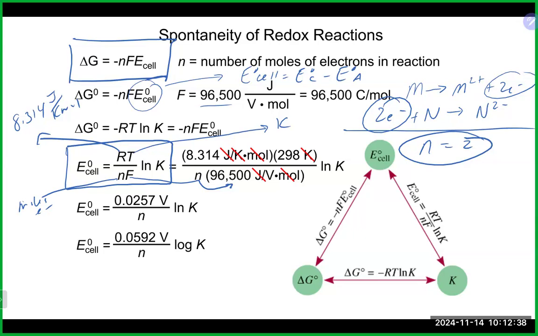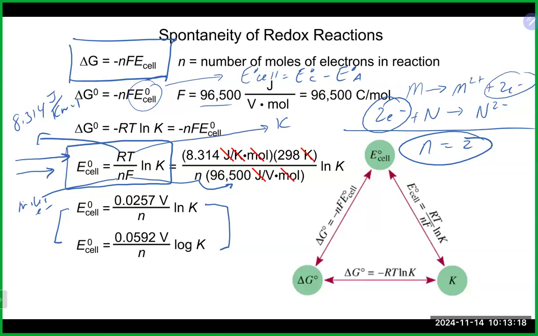Now, if you are at 25 degrees Celsius, R, T, and F are all constants. And you can reduce this equation to one of these two other equations on the bottom, which is 0.0257 volts divided by N, natural log of K. Or if you like the base 10 log, you can use 0.0592 divided by N times log of K. If you don't want to worry about either of these equations, just remember this one and put the numbers in, and it'll come out the same. You can just plug them all into the equation in the box, and you'll have it.